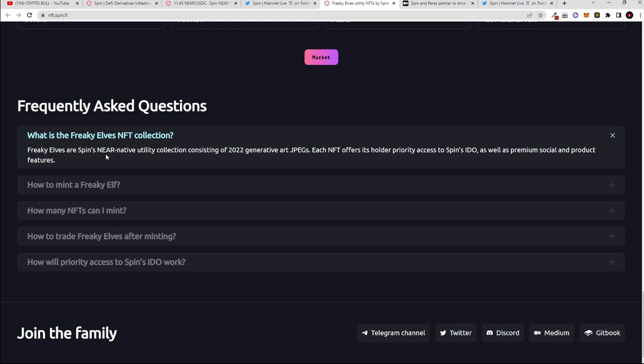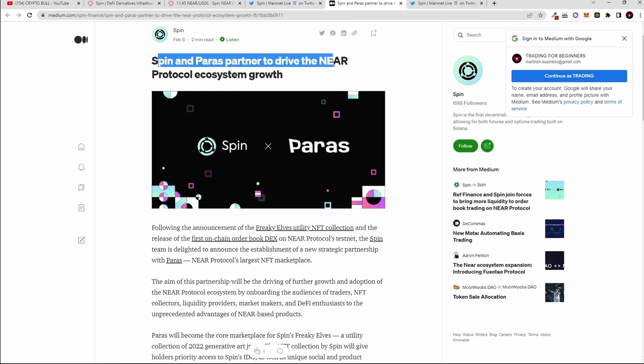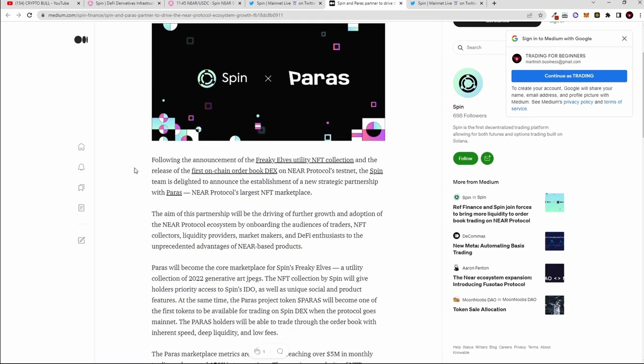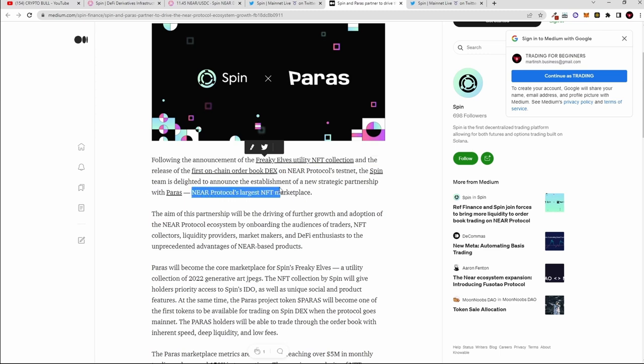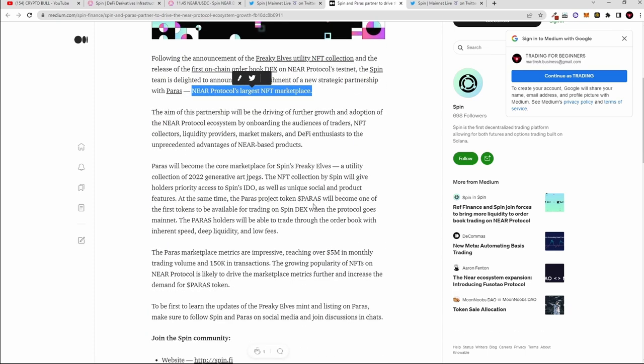Freaky Elves are Spin's NEAR-native utility collection consisting of 2022 generative art JPEGs. Each NFT offers the hodler priority access to Spin's IDO as well as premium social and product features. Spin and Paras partner to drive the NEAR protocol ecosystem growth. As you can see here, guys, following the announcement of the Freaky Elves utility NFT collection and the release of the first on-chain order book DEX, they have also partnered with Paras, and Paras is the NEAR protocol's largest NFT marketplace, guys, where these NFTs also can be sold and traded.